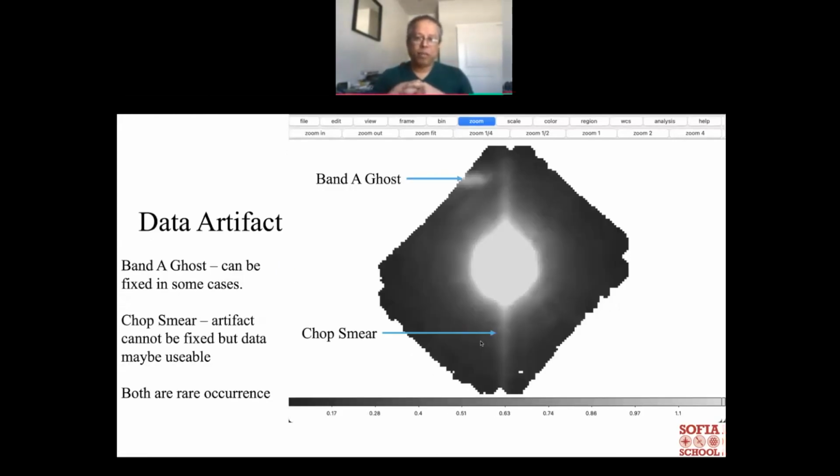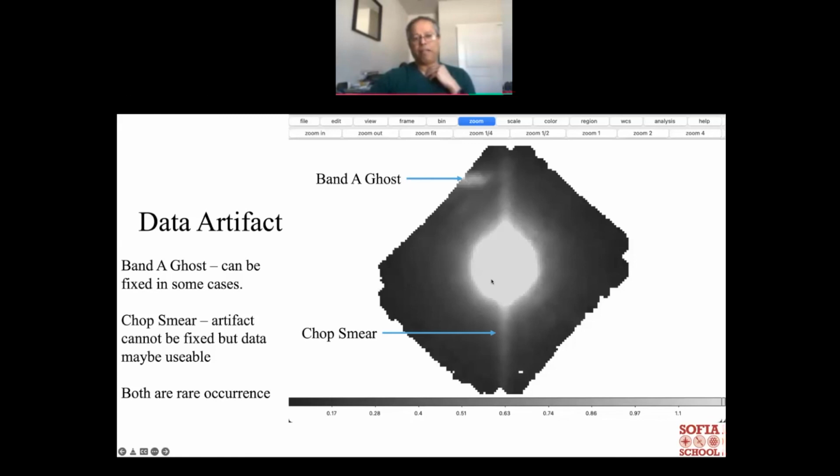The last one that I want to talk about is what we call chop smear. Since we chop the telescope, if your source is bright, then it creates this chop smear. This is not something that can be removed. Again, this is a very rare artifact. It happens only when your source is extremely bright. And you may also see something we term as band A ghost. This happens in band A of HAWC. This is basically from an internal reflection. And once again, these are hard to get rid of.